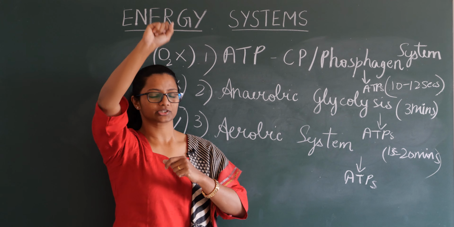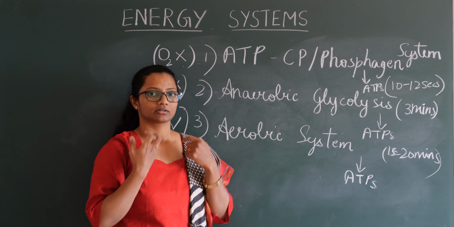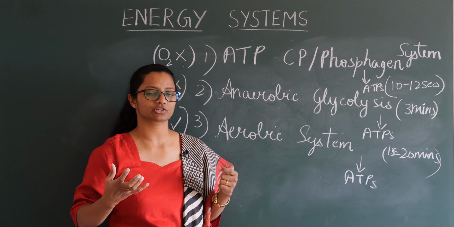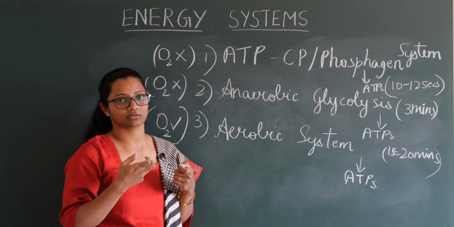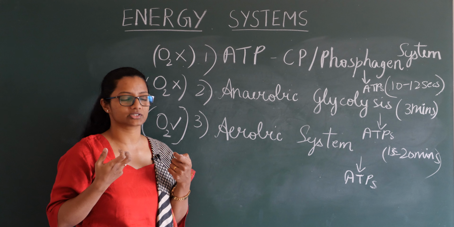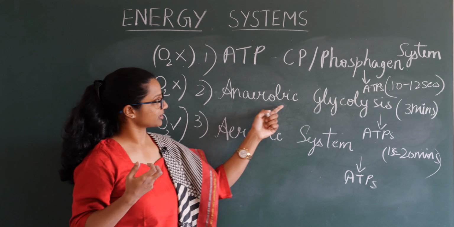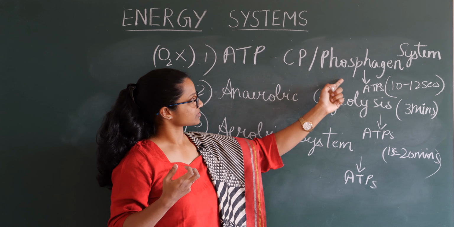I lifted, pushed the dumbbell on top. Body did not have the time to take in oxygen. It happened very rapidly. A lot of energy was required very quickly. There was no chance of taking in oxygen and making energy. So this happened in the anaerobic glycolysis and anaerobic ATP-CP phosphagen system.